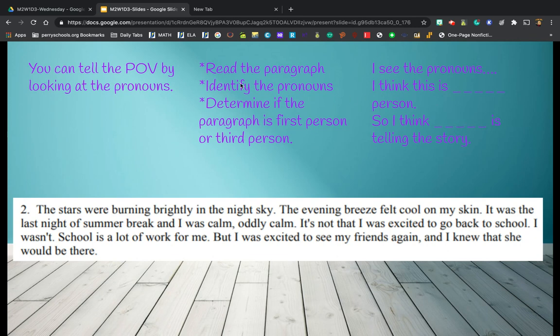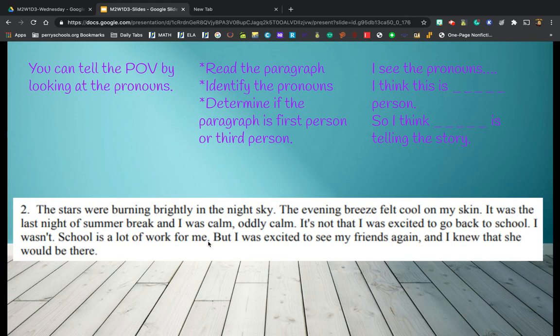So I'm going to look for the pronouns, and as I'm reading, I can see in the second sentence, the evening breeze felt cool on my face. It was the last night of summer, and I was calm. It's not that I was excited to go back to school. I wasn't. School is a lot of work for me. So as I was reading this, I saw quite a few pronouns. I saw my, I saw I a couple times, and I saw me.